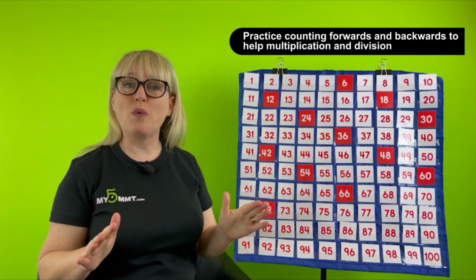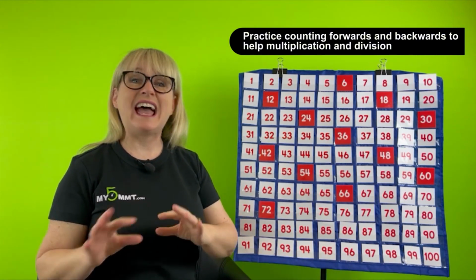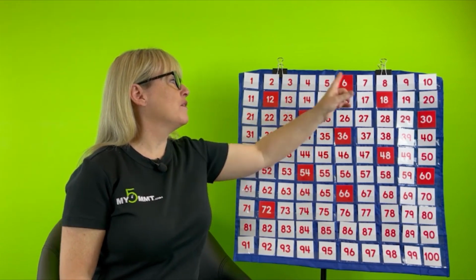Well, we practice them forwards and backwards always so that we can use them for multiplication and division and access our numbers anywhere along in that skip count. Let's say them going forwards. 6, 12, 18, 24, 30, 36, 42, 48, 54, 60, 66, 72.